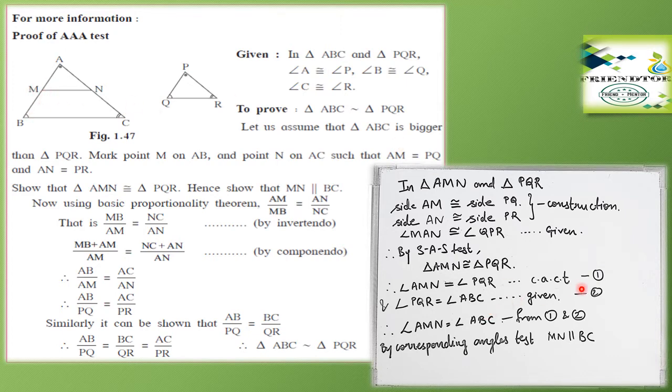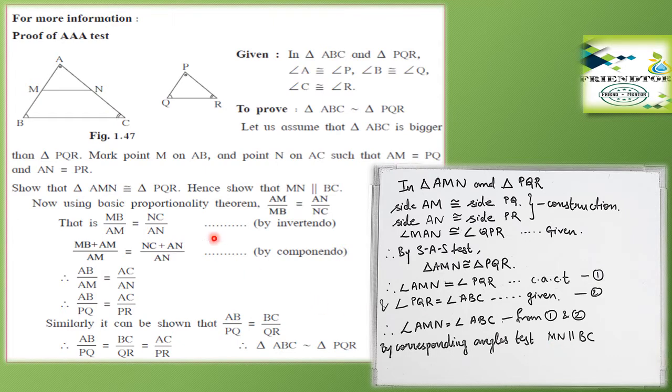So the same thing we have written here. Angle AMN is equal to angle PQR by CPCT. Angle PQR is equal to angle ABC. This is from the given conditions. Therefore, from 1 and 2 we can say angle AMN is equal to angle ABC. Now these are corresponding angles. So by the corresponding angles test, we can say MN is parallel to BC. Okay, MN is parallel to BC.